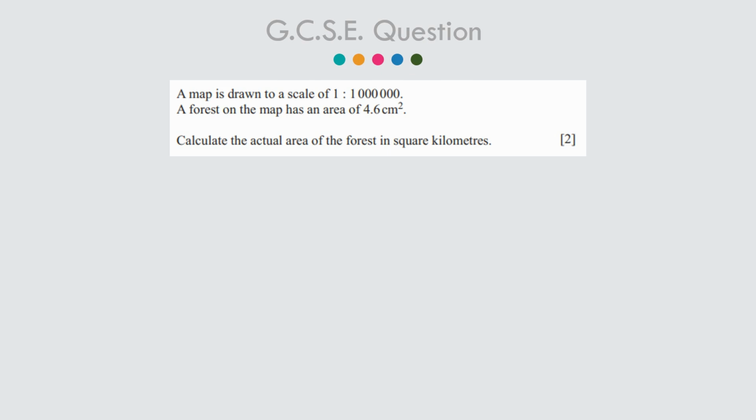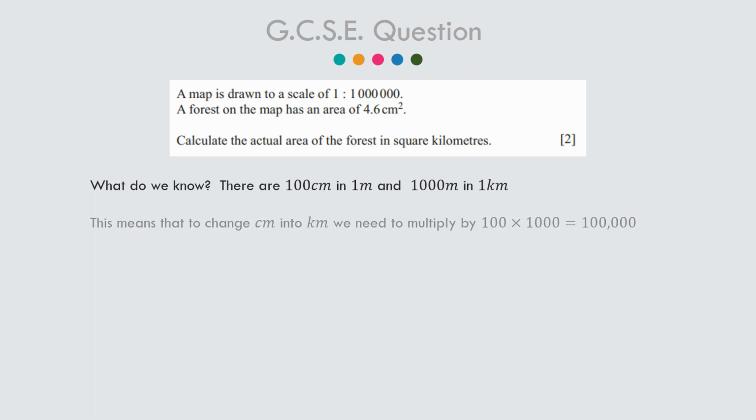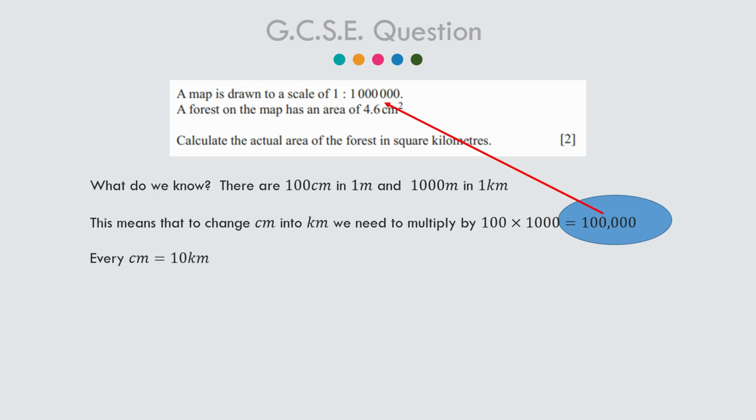What do we know? There are 100 centimeters in 1 meter and 1,000 meters in 1 kilometer. This means that to change centimeters into kilometers, we need to multiply 100 by 1,000. That gives us the answer 100,000. But look, the scale says 1 to every million, and our calculation says that it's only 100,000 centimeters in a kilometer. So what does this mean? What this means is that every centimeter on the map is actually 10 kilometers in real life.